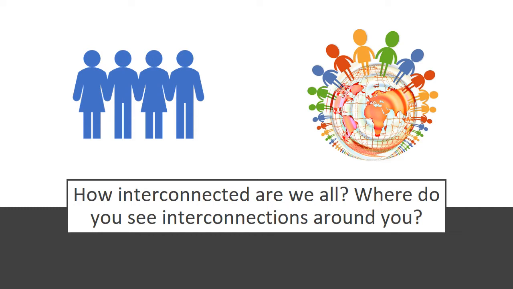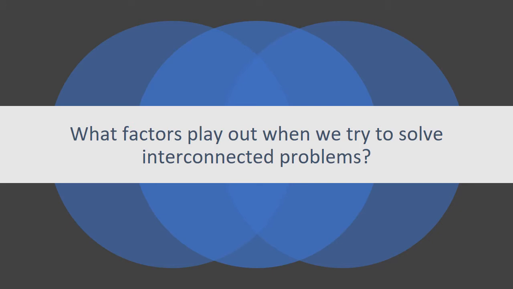You can also think about interconnections around you. Because we live in a globalized world, it's very hard to imagine things that are simple. For example, even the coffee that you probably had this morning was produced by a farmer in a country that you have no idea about. And we are surrounded by interconnections, and they, of course, manifest in any problem space that we try to intervene in. So it could be very interesting to just think amongst your group about interconnections that you see around you. And it's also important to think about what factors play out when you try to solve interconnected problems.